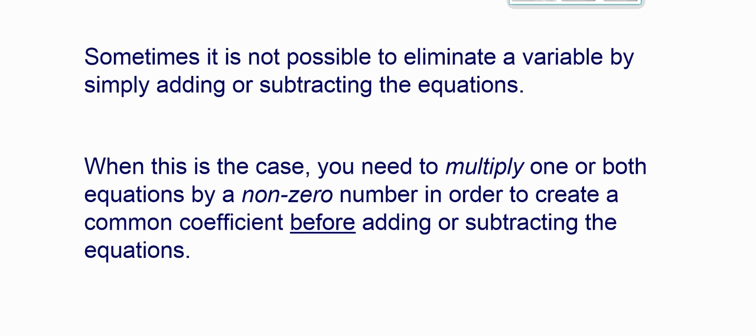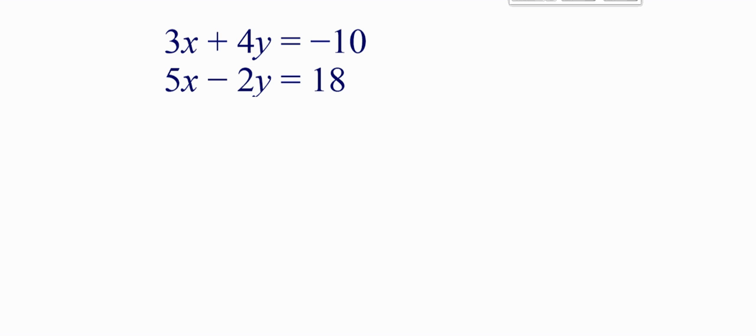Now, sometimes it is not possible to eliminate a variable by simply adding or subtracting the equations. When this is the case, you need to multiply one or both equations by a non-zero number in order to create a common coefficient before adding or subtracting the equations. So in this case, I need to look to see if I can multiply one of the equations by a number to get a common, the same, or opposite coefficient. Here I can tell I can multiply the bottom equation by 2 to make a 4 and negative 4, which are opposite. So I'm going to just rewrite my first equation over here.